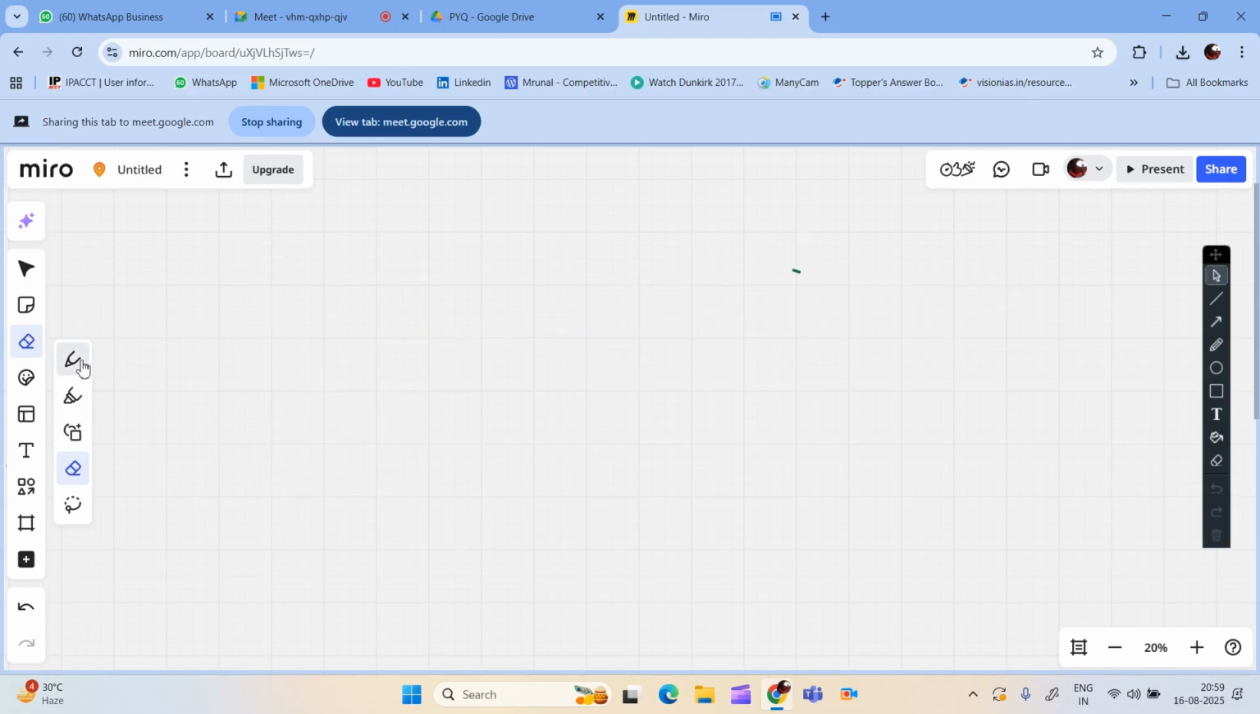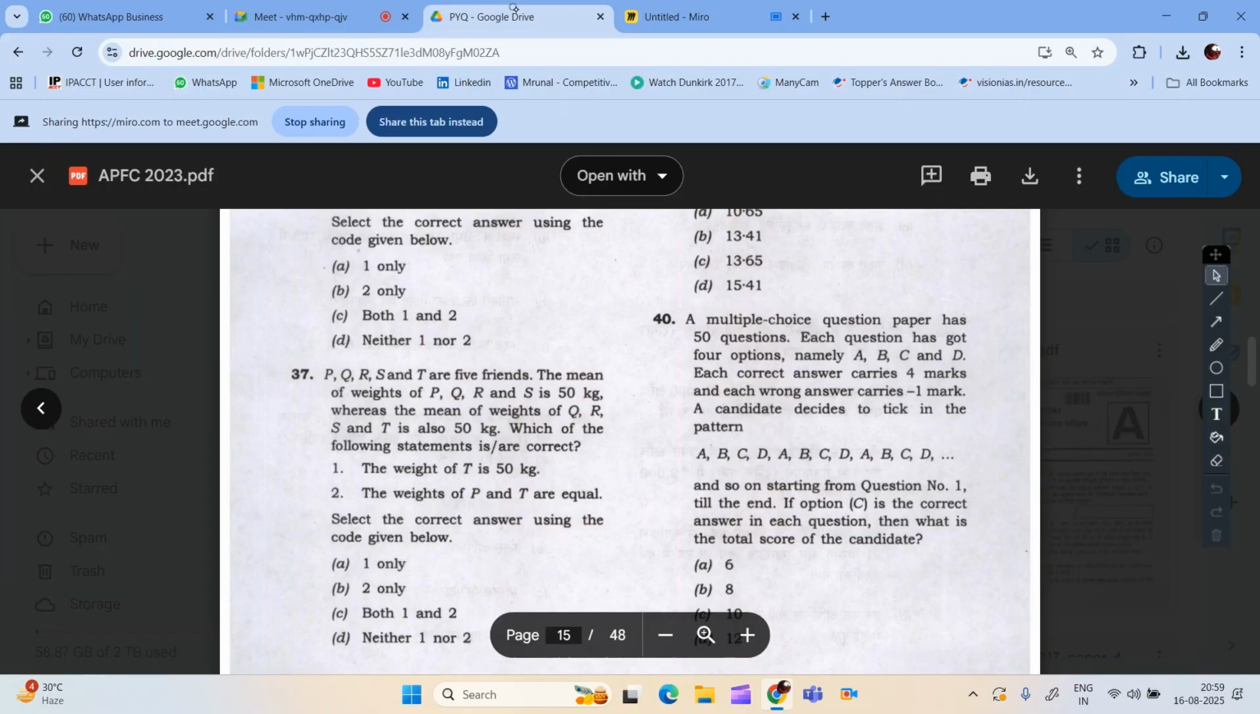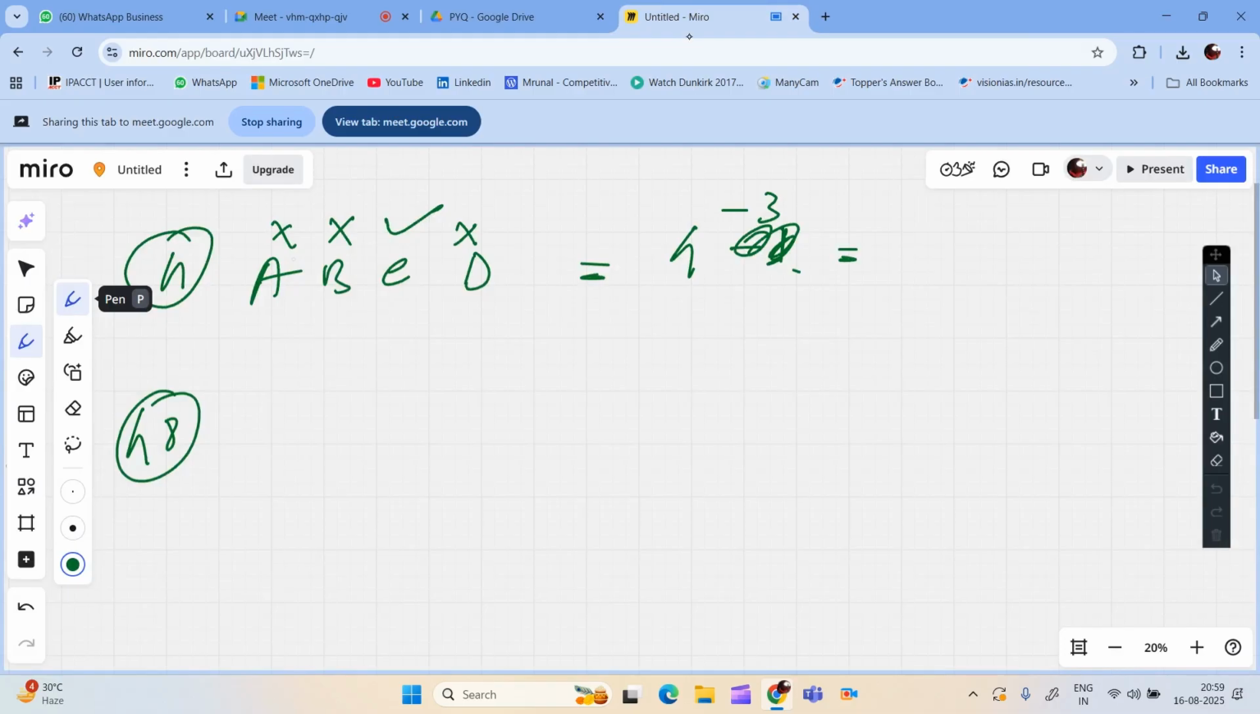Now from A B C D, this is correct, this will be wrong. That means in every 4 questions asked till question number 48, because out of 50 this pattern will come till 48, the candidate will get 4 minus 1, because not 4 minus 3, because these are wrong. Only the C is correct here. If the option C is the correct answer for each question, then only you will get 4, and for the other ones you will get only 1.